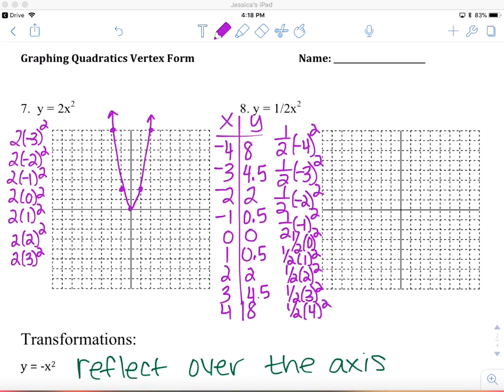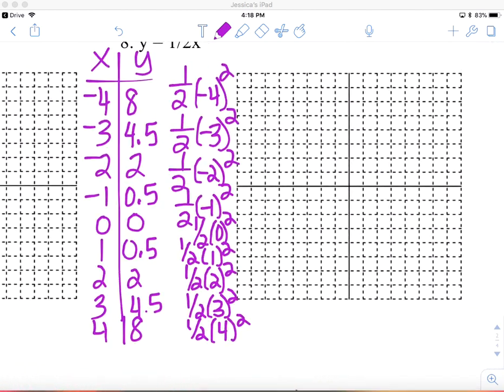Now, when you graph these, we have (-4, 8). We have (-3, 4.5). You can just put that in between 4 and 5. We have (-2, 2), (-1, 0.5), (0, 0), (1, 0.5), (2, 2), (3, 4.5), and (4, 8).